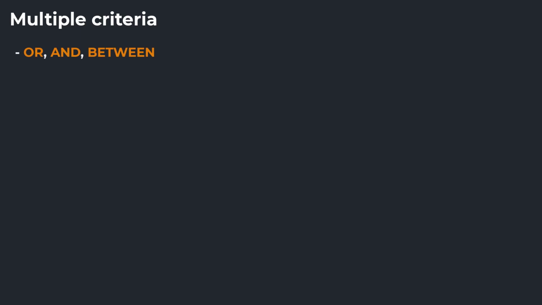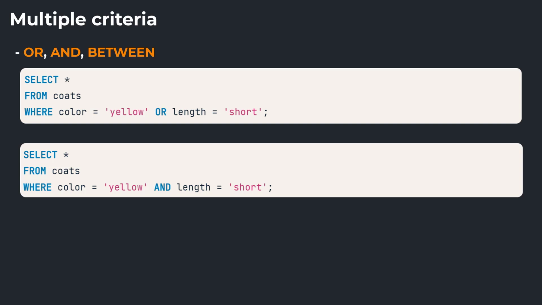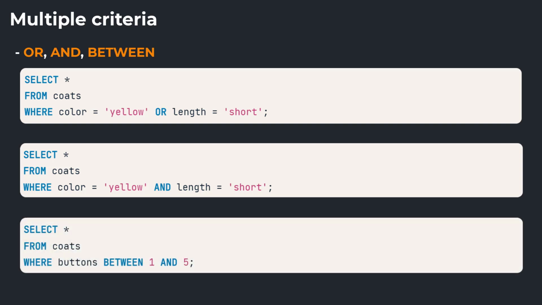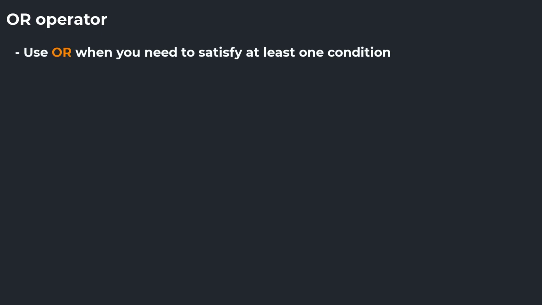These are or, and between. In the context of our coats, we could look at coats where the color is yellow or the length is short, or we could filter for coats where both criteria are true. We can also look for coats that have between 1 and 5 buttons. The first keyword we will look at is the or operator. Or is used when we want to filter multiple criteria and only need to satisfy at least one condition.